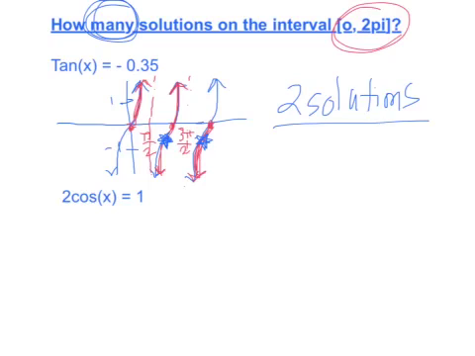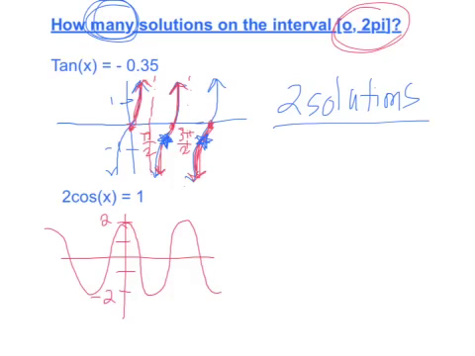What about this function? We have 2 cosine of x, and in the equation format here, we're looking at 2 cosine of x being equal to 1. So the cosine function is what I'm going to graph. Amplified by a scalar of 2, cosine, here you are. But again, we're just looking on an interval, from 0 to 2 pi, there we go.